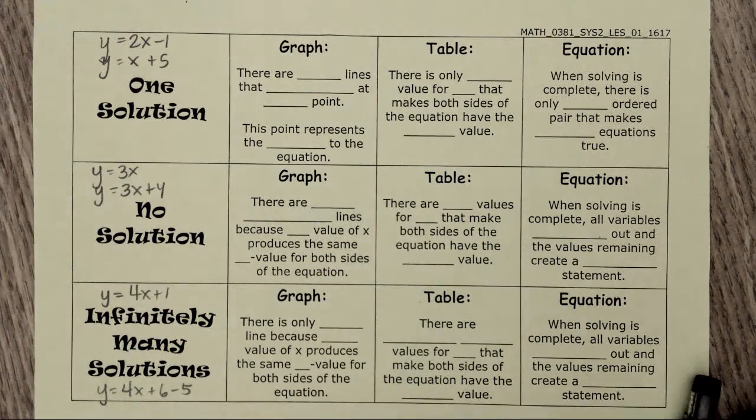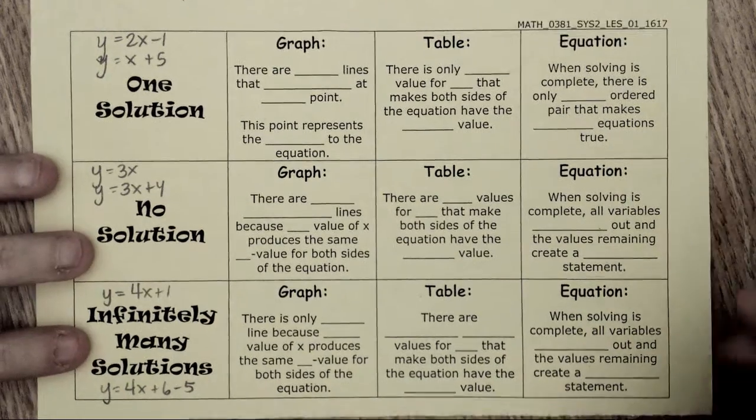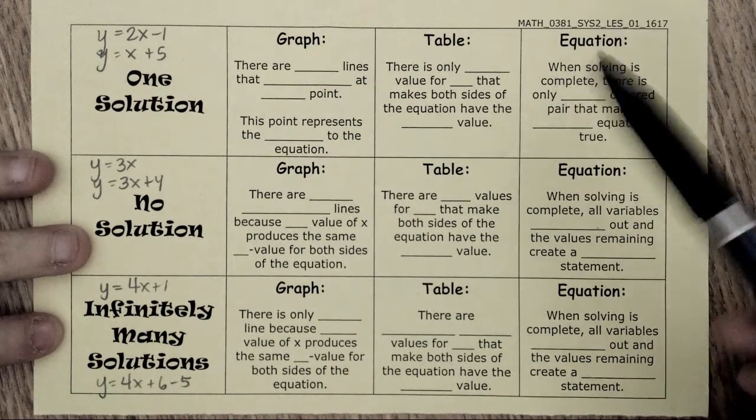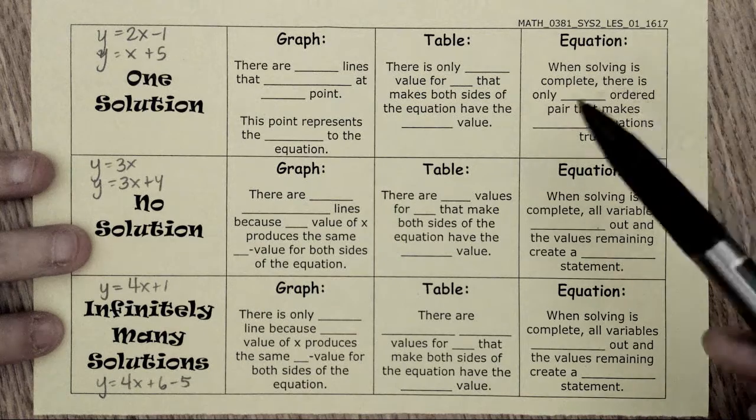Yesterday we talked about the one solution, no solution, infinitely many solutions. And we talked specifically about what that looks like on a graph. Today we're going to talk about what it looks like on a table as well. We're not going to talk about equations yet because we're going to do that.